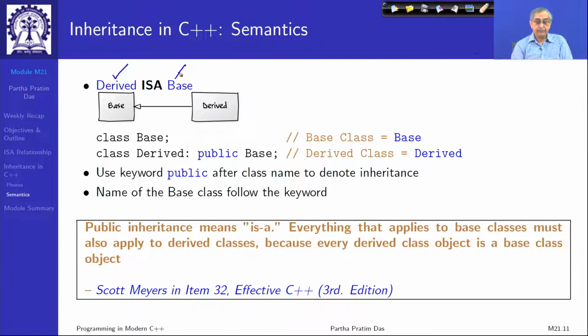So, I am modeling it with this, which you have seen, that I have a base class which I often call the root, and I have a derived class which is public base. The keyword public after the class name denotes inheritance, and the name of the base class follows that keyword. So, this is what represents the is-a relationship. That is about the basic semantics of capturing the relationship of generalization specialization in terms of C++ classes.